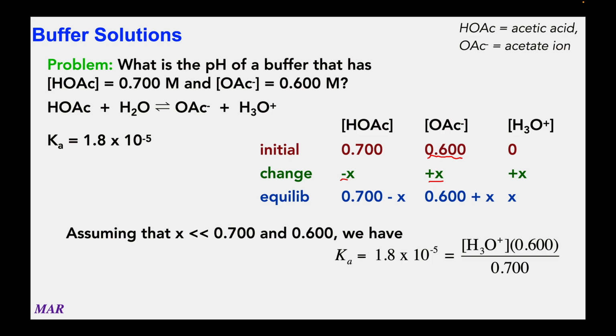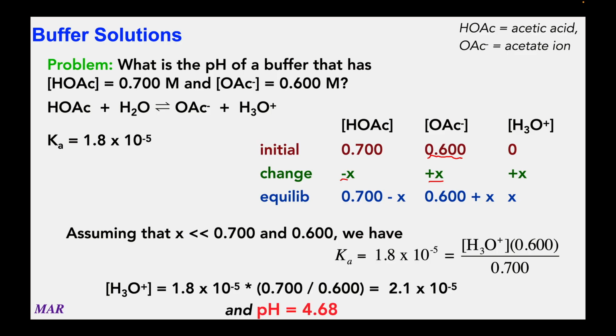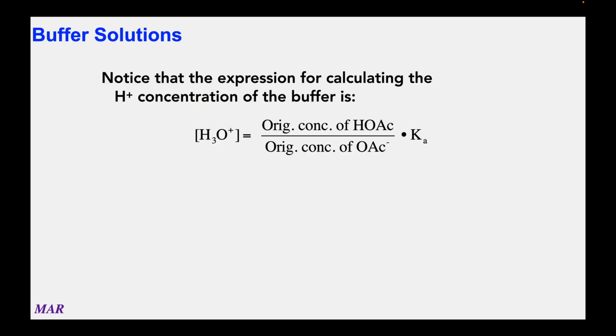So you end up with just Ka equals hydronium times the base, 0.6, divided by the acid, 0.7. So if you solve for hydronium, then hydronium equals Ka times the concentration of the acid divided by the concentration of the base. Hydronium is 2.1 times 10 to the minus 5, and pH is minus log of that number, 4.68. So the pH of this buffer system is 4.68. Cool. If you look at that expression carefully, the hydronium, H3O plus, equals the concentration of the acid divided by the concentration of the base times Ka.